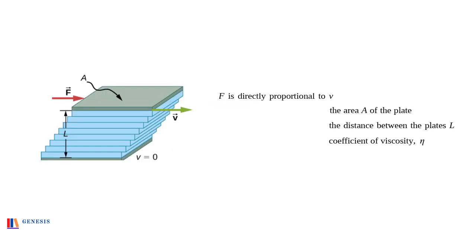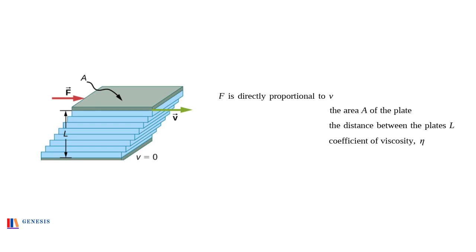A force is required to keep the plate moving at constant velocity due to internal friction. This force, which is required to keep the top plate moving at constant velocity v, is found experimentally to depend on 4 factors. First, it is directly proportional to v. That is, until the speed is so high that turbulence occurs, then a much larger force is needed and it has a more complicated dependence on v. So here we are talking of relatively small v's.